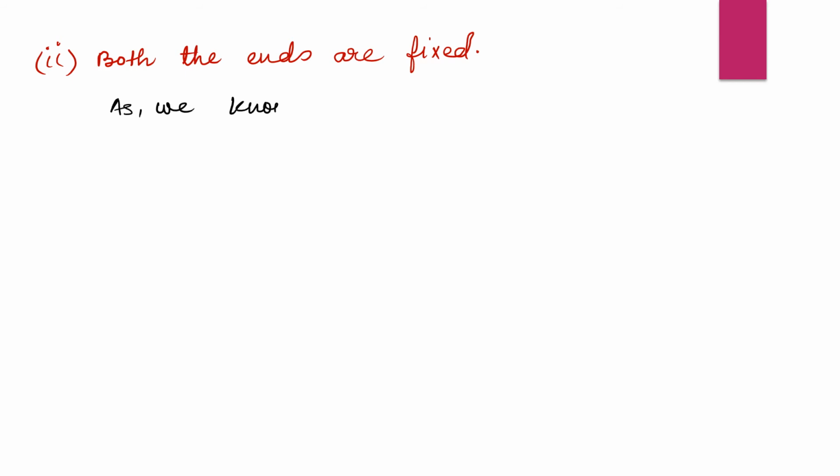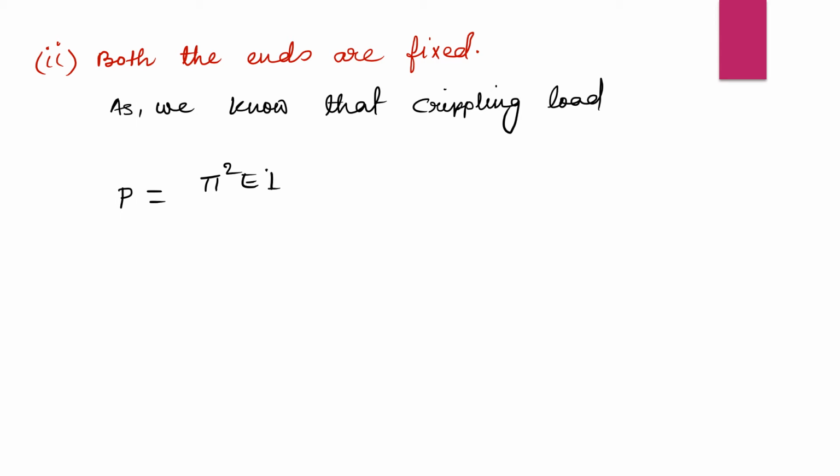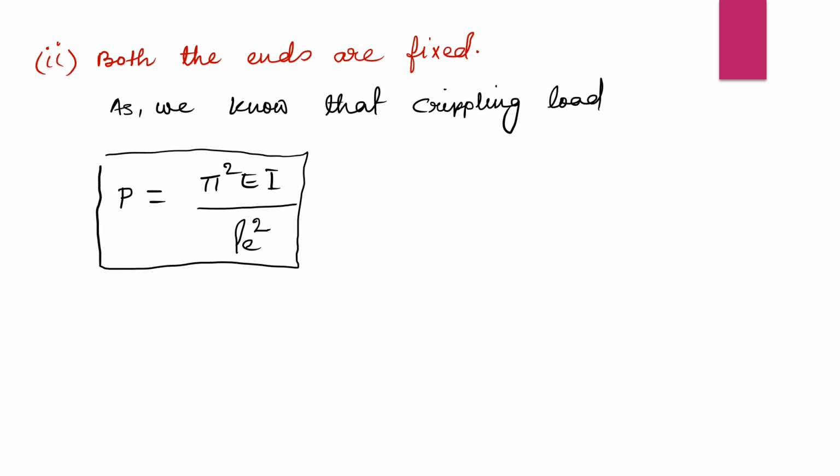As we know that crippling load P will be equal to pi square EI divided by LE square. This is our main formula, so don't forget the main formula. But in this condition, if both ends are fixed, then we have to remember the end condition of the column. If both ends are fixed, then our effective length LE will become L by 2.